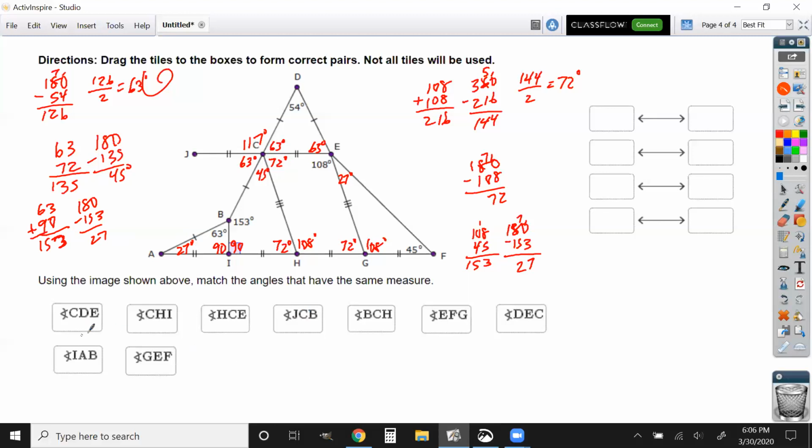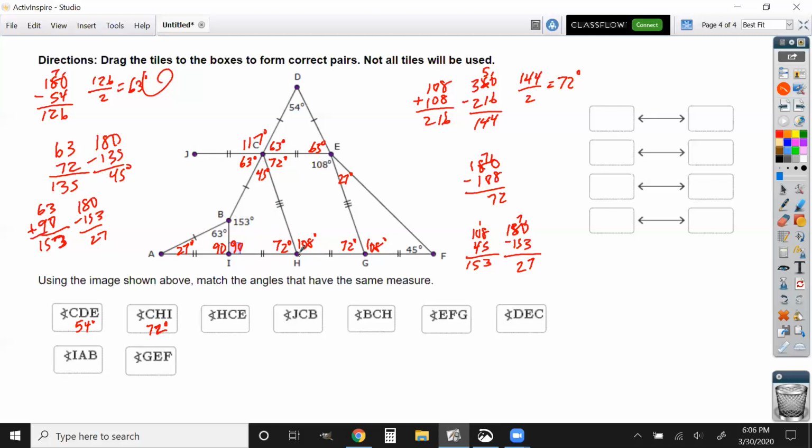Now, when they give you three letters, the middle letter is called the vertex letter, vertex angle. So angle CDE goes from C to D to E. If I go from C to D to E, that would be 54 degrees. So I'm going to put that right here. CHI goes from C to H to I. C to H to I, that's 72 degrees.